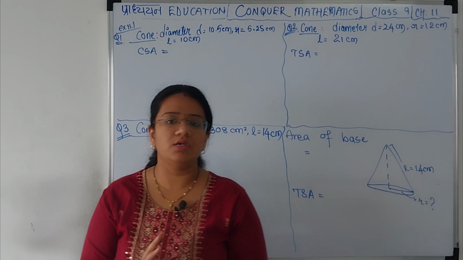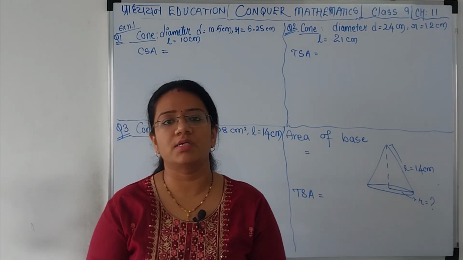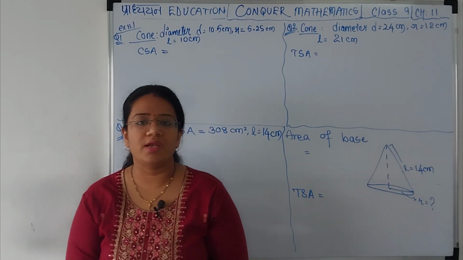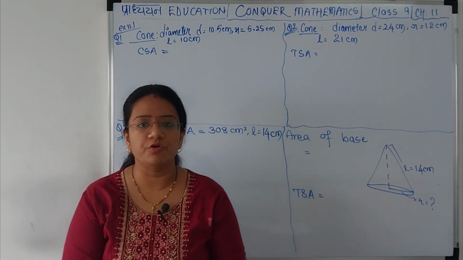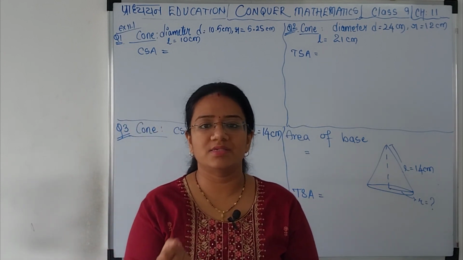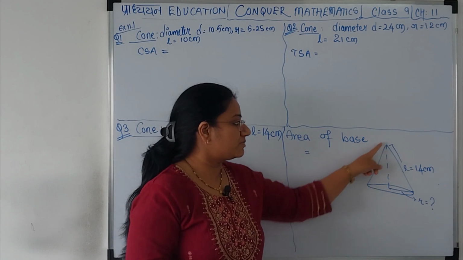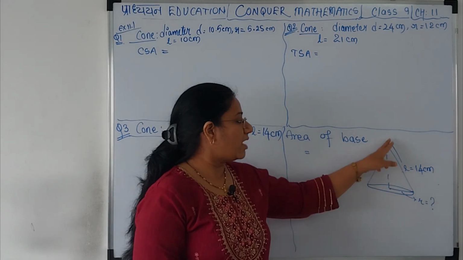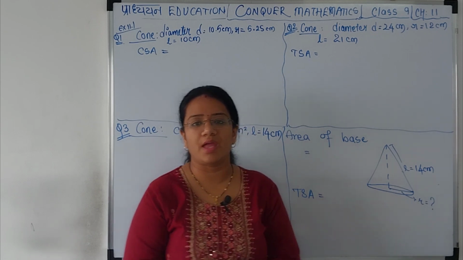Curved surface area and total surface area. What is the curved surface area of a cone given by? It is pi r l, where pi is 22 by 7 or 3.14 according to the question. r is the radius and l is the slant height of the cone, which is this. We have another quantity for a cone, which is the straight height, given by h.